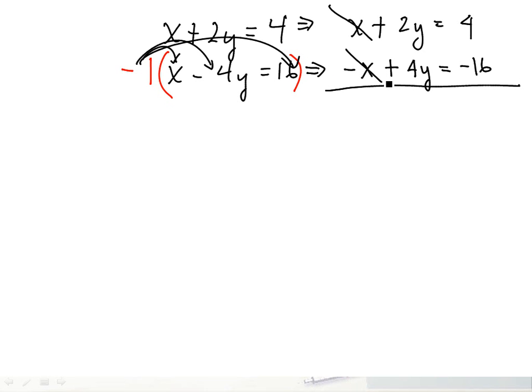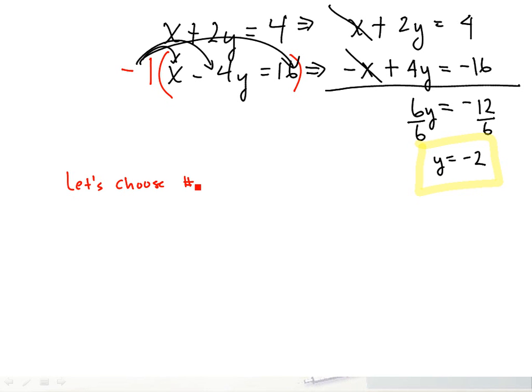These two will cancel, and we get 6y equals, what's 4 plus a negative 16, negative 12. Then divide both sides by 6, and we get y equals negative 2. So we have the y coordinate. We just need the x. So choose either equation 1 or equation 2. Let's choose number 1. It doesn't matter which equation. So let's choose equation number 1.